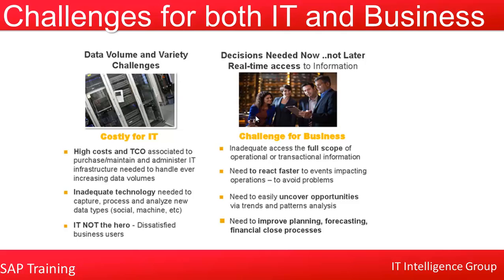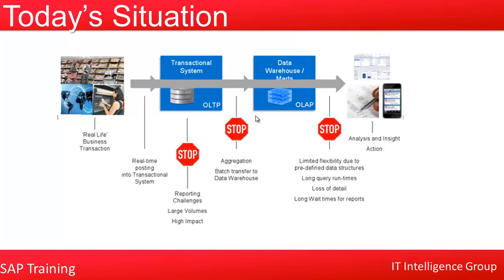Okay, then another key challenge for both IT and business is that it's costly for IT, basically the high cost and TCO associated with purchasing and maintaining IT infrastructure. Basically what is happening is that when the data volume is increasing, you require complex architecture, you require complex environment, complex hardware, and to maintain that it requires a lot of resources as well, because it becomes more and more complex, so we need the simplicity there. We need to identify how to make it fast, how to make it simple, so that the operational and transactional things can run faster, analytics can be run faster. So that is where HANA is playing its role. Okay, now here you can see what is today's situation.